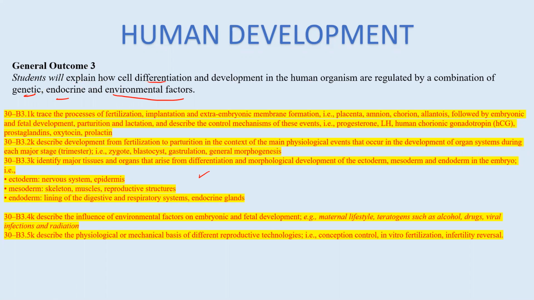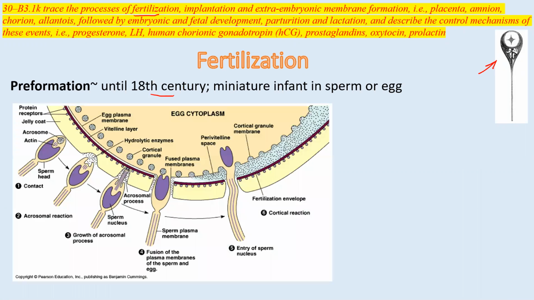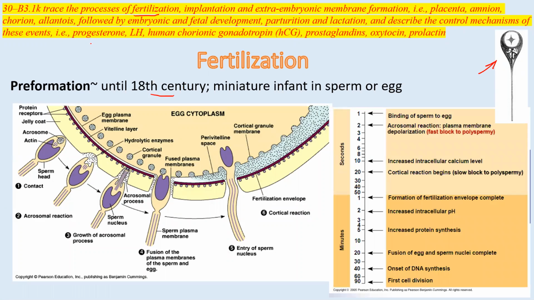So I'm going to start with fertilization. Trace the process of fertilization. Now, it used to be believed that everything was preformed up until the 18th century. So there was a miniature infant in the sperm, and it just had to grow inside the mother. And obviously, we've changed that with the understanding of fertilization, that it takes about a minute for the sperm to embed itself, the head and the body to embed itself.